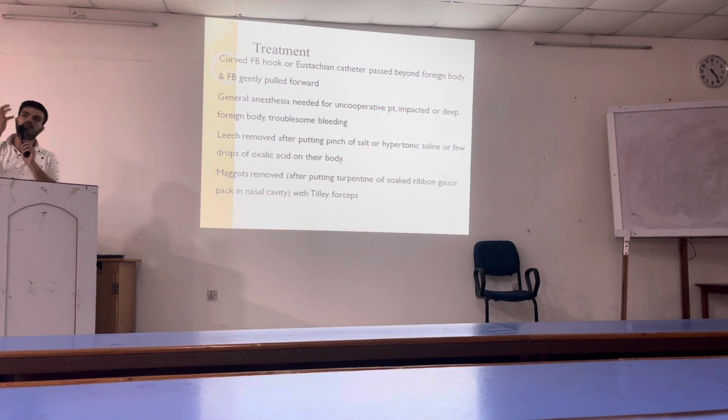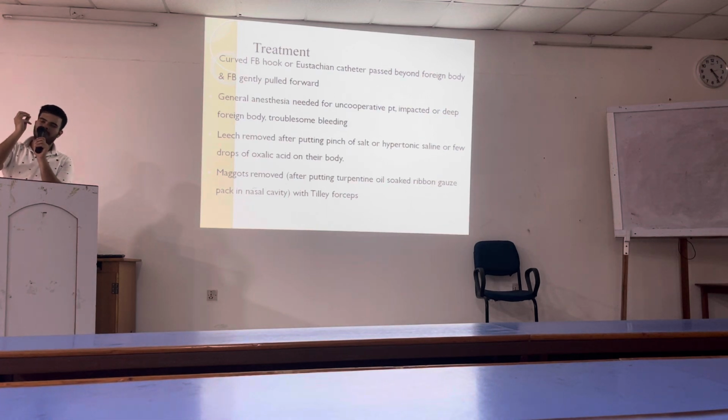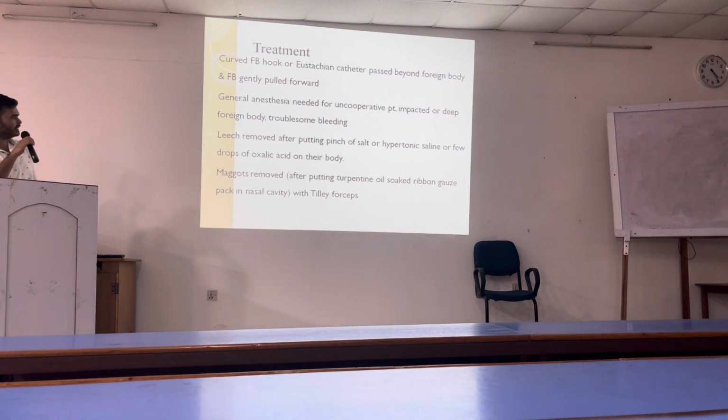Leech, how is leech and all this removed? You can use actually turpentine oil. Use chloroform water, and if in case leftover components are there, you can remove them with Tilley's nasal forceps. Leech is removed after putting a pinch of salt or hypertonic saline or a few drops of oxalic acid on the body. Maggots are removed after putting turpentine oil soaked ribbon gauze packed in the nasal cavity with Tilley's forceps. Okay, you use turpentine oil, and you can sometimes use chloroform water also.